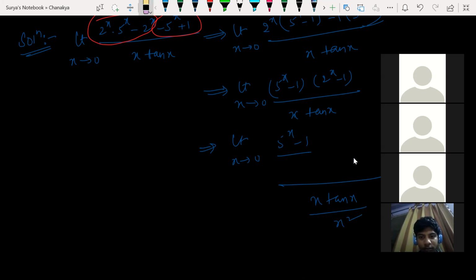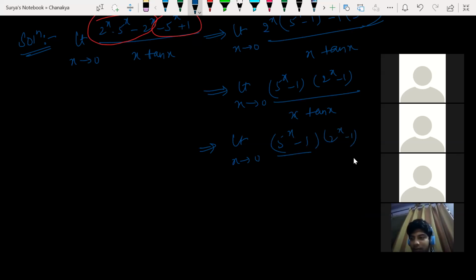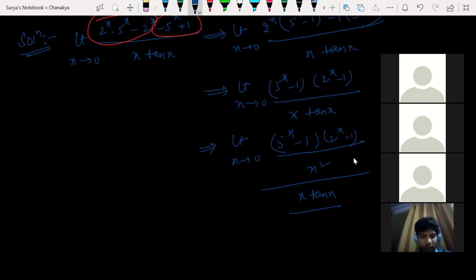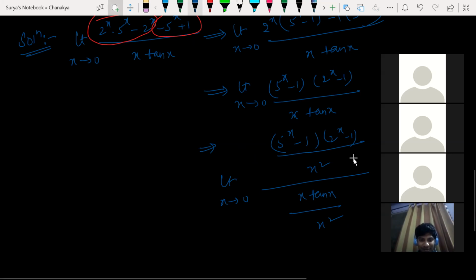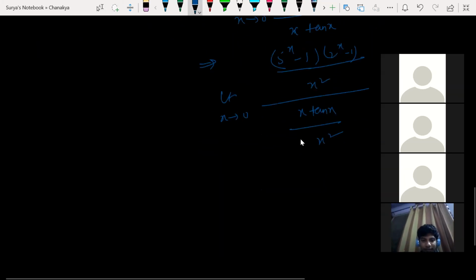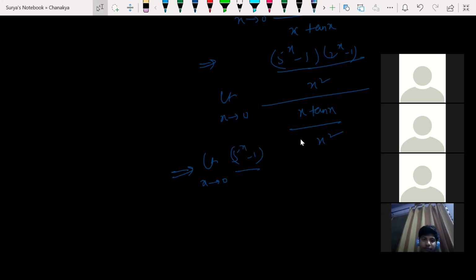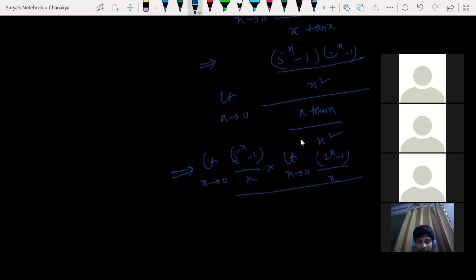Or else you do one thing, guys, if you don't understand anything here. Five power of x minus 1 into 2 power of x minus 1 divided by x square. I'm multiplying and dividing with x square. All right. Now what I do is I just split. Clear?